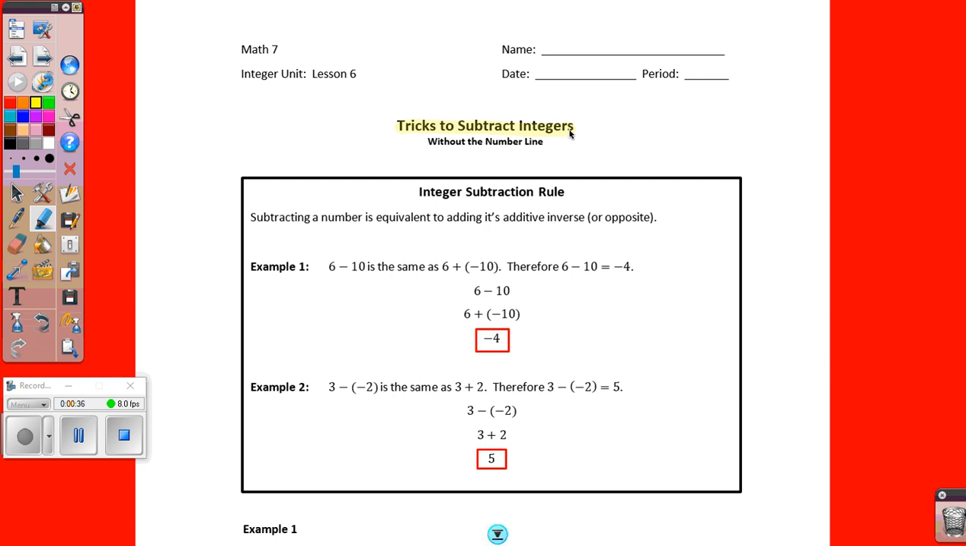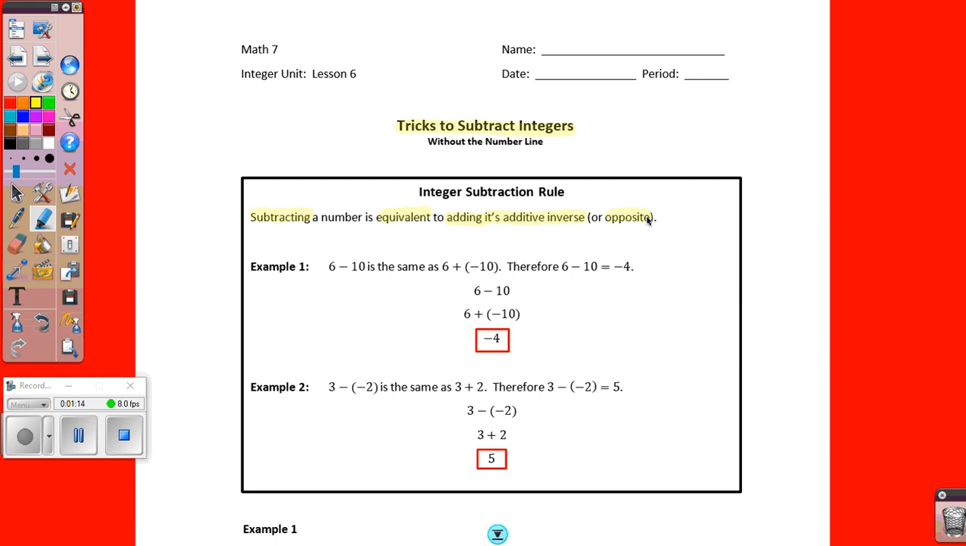Right off the bat, I have the subtraction rule provided for you. Subtracting a number, and please get a highlighter to make this part stand out because I'm going to be repeating these lines a lot in this video. Subtracting a number is equivalent to adding its additive inverse, or in other words, the opposite number. I'm going to read that one more time. Subtracting a number is equivalent. It's the same as adding a number's opposite. Okay, so let's see this wording in action.